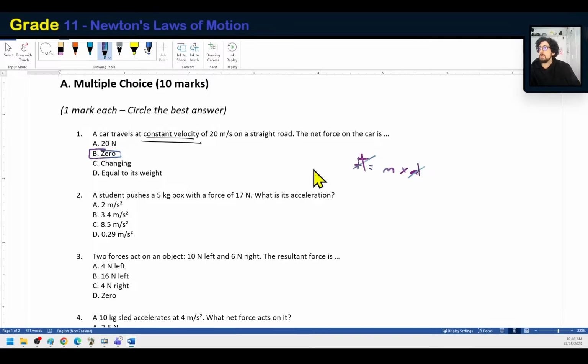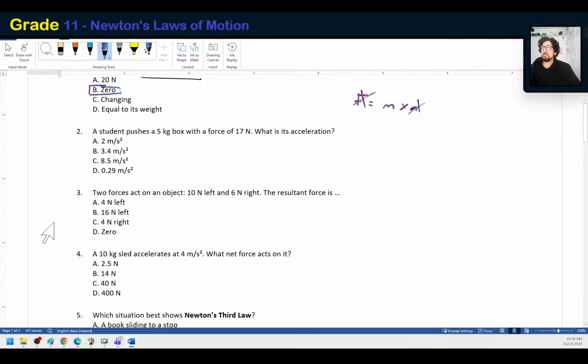Okay. Next, a student pushes a 5 kilogram box with a force of 17 newtons. What is going to be the acceleration? Once again, that is Newton's second law. Force equals mass times acceleration. Oh, sorry, that is not 5 times 17. That's 17 divided by 5. So it's going to be 3.4.